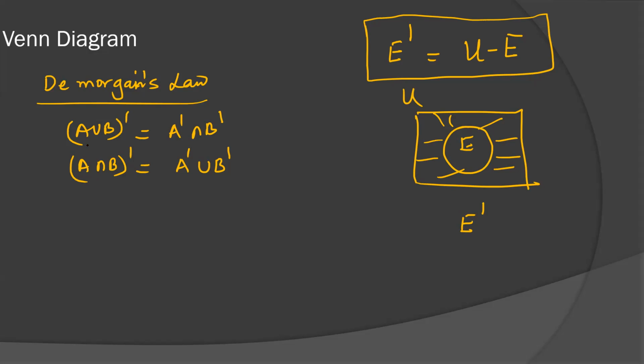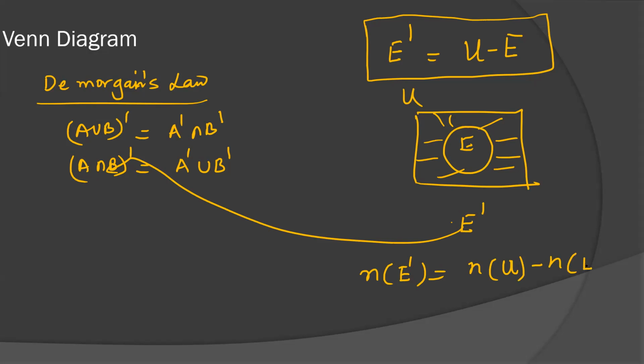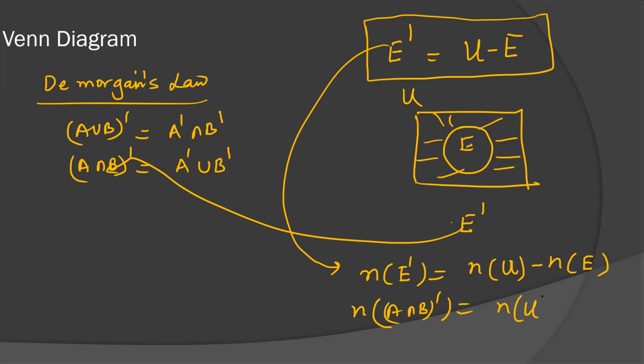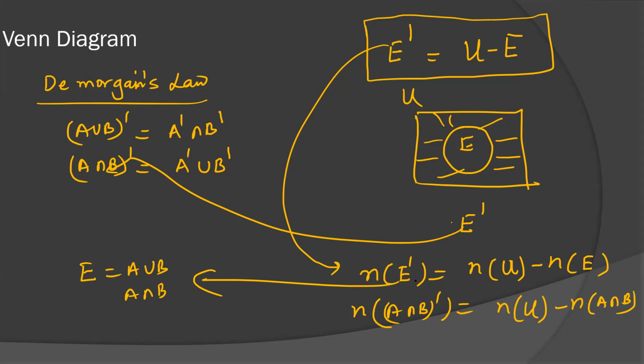If you replace E here by some A intersection B, you can say that if you take the cardinality also, the formula will look like this: number of elements in the universal set minus number of elements in the given set. So if you replace E by A intersection B, then the cardinality of (A intersection B) complement will be equal to the number of U minus the number of elements in A intersection B. You can replace E by any of the operations here. E can be A union B, A intersection B. For suitable substitution, I am taking E here. E is any general set. It can be union or intersection of some other finite sets.